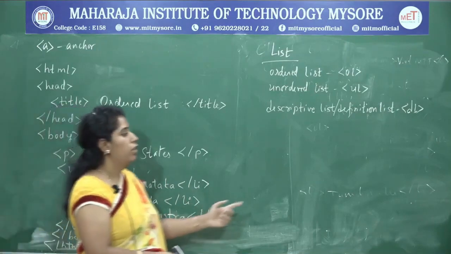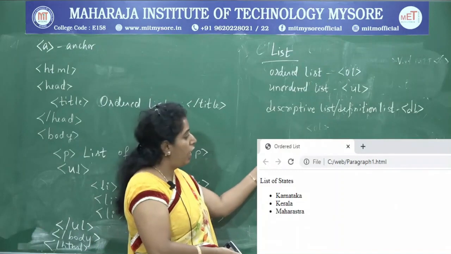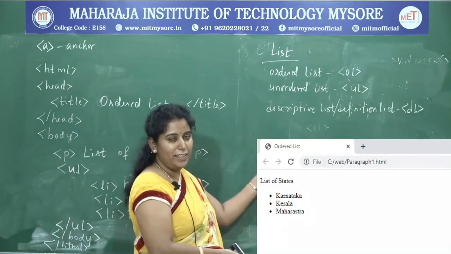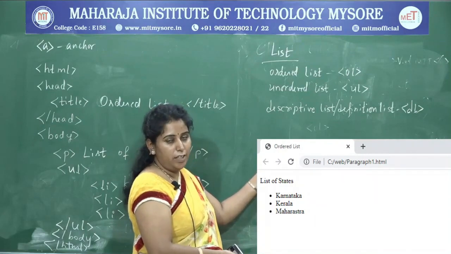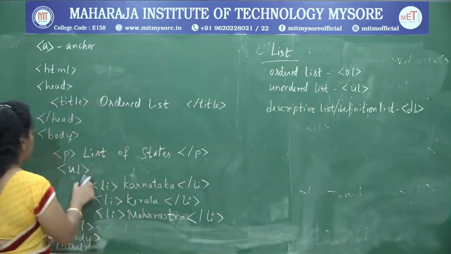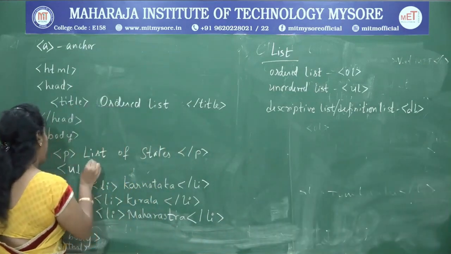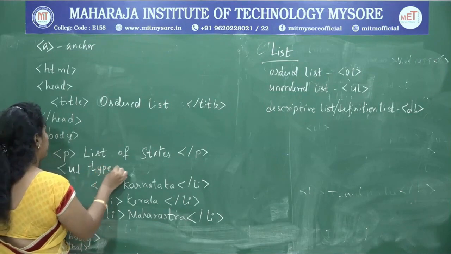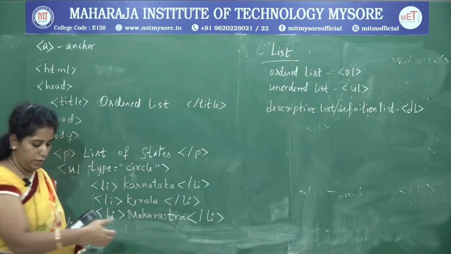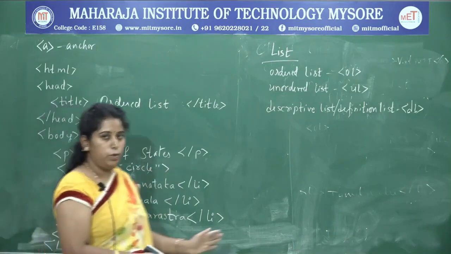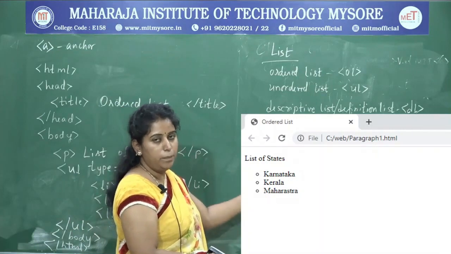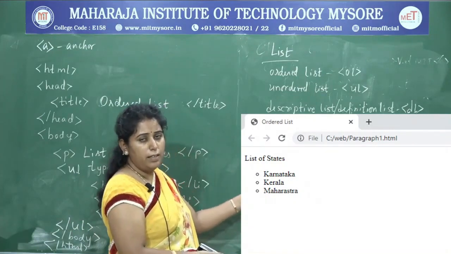Let me run the program. So now you just check the output, how it has been printed. So what is the symbol used for listing that data under an unordered list? Bullets, right? So this type can also be changed here by using the type attribute. If you want a circle, you can use circle. So now you run the program. Finally, observe the output. Yes, the data are printed as circles.